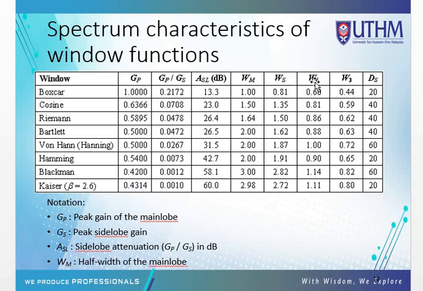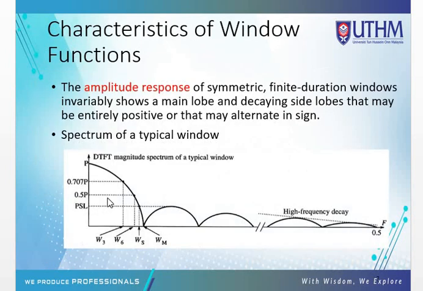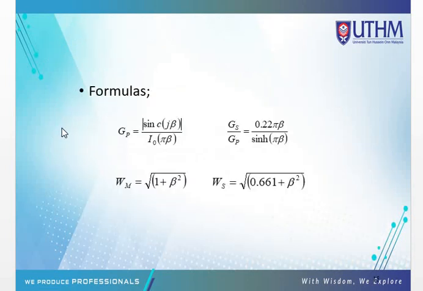And then also W6, W3, and WS. This is referred to here. This means you have 0.707 P at this level, which is W3, and then 0.5 P is W6, and the peak of the main side lobe here is this one, and Wm is the main lobe peak. So this is the formula to find the GP over GS, Wm, and Ws.